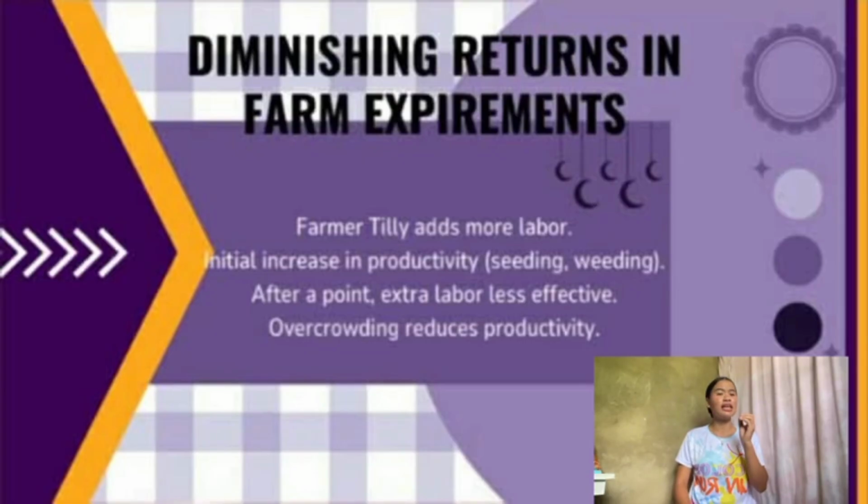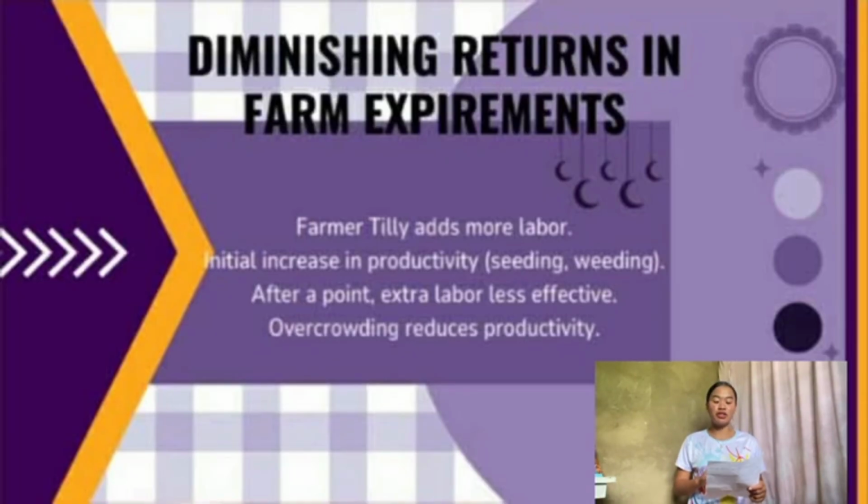So, what is the exact point of this diminishing return in a farm experiment? Diminishing refers to the law of diminishing returns. Diminishing means reduce. Also known as the law of diminishing marginal returns.